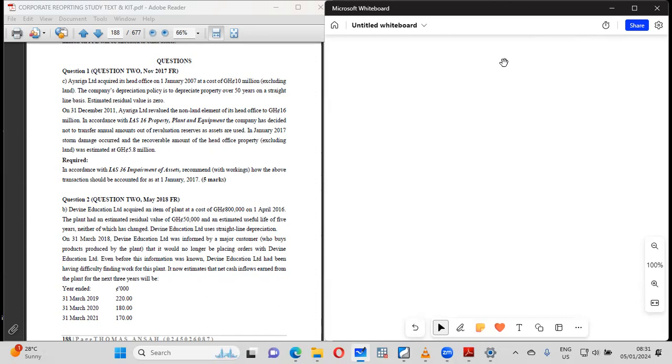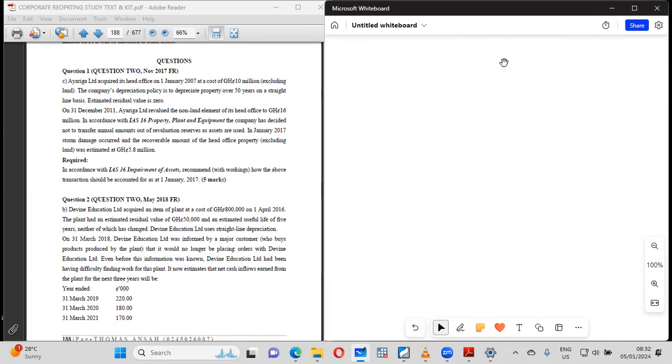Now, this one says that Ayariga Limited acquired a head office in January 2007 at 10 million, excluding land. The company's depreciation policy is to depreciate property over 50 years on a straight line basis. Estimated residual value is 0. On 31st December 2011, Ayariga revalued the non-land element of the head office to 16 million in accordance with IAS 16. That's a revaluation model, right? And has decided not to transfer the annual amount out of revaluation reserve. So that is something we learn under IAS 16, excess depreciation. Don't forget that.